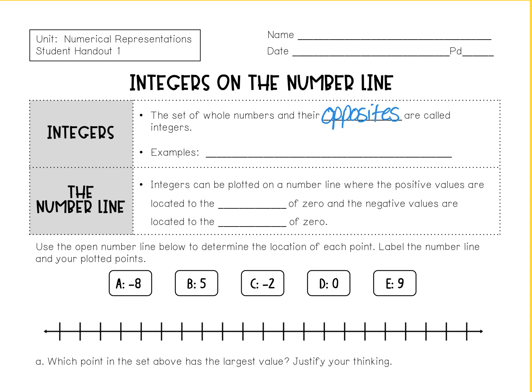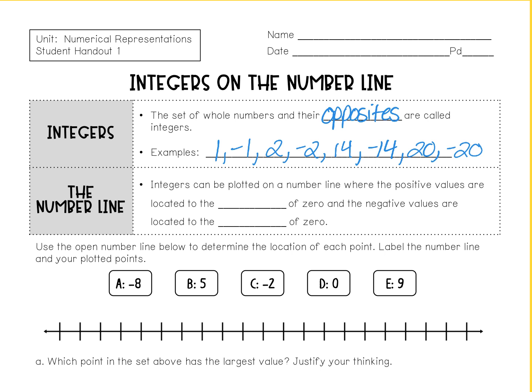Examples of integers would be 1 and -1, +2 and -2, +14 and -14, +20 and -20. So it's any whole number and its opposite.